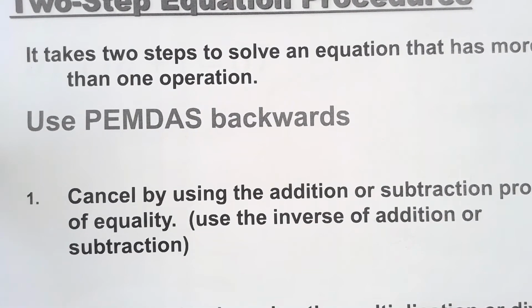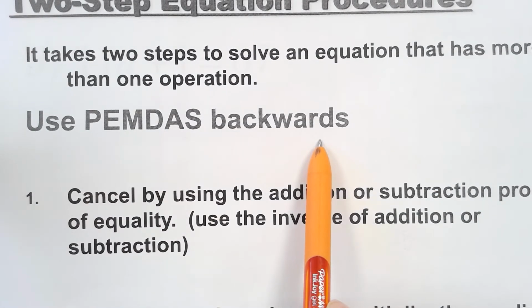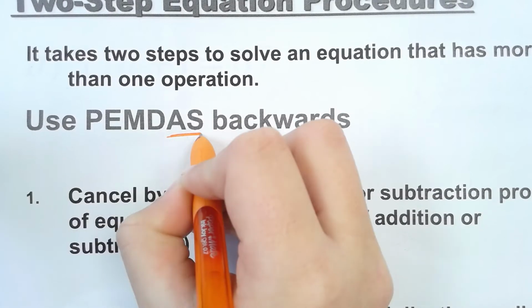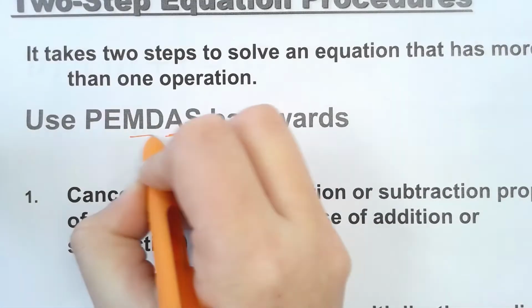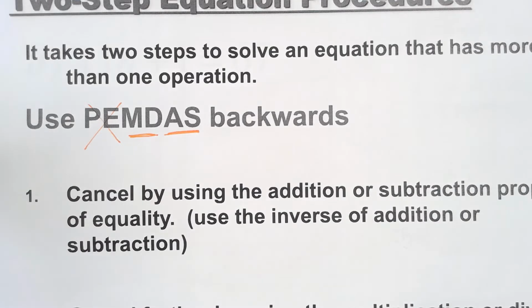And you want to think of two-step equations as using PEMDAS backwards. So if we're using PEMDAS backwards, notice how we need to add and subtract first. And then we can move on to multiplying and dividing. And we aren't going to worry about the parentheses and exponents right now, okay?